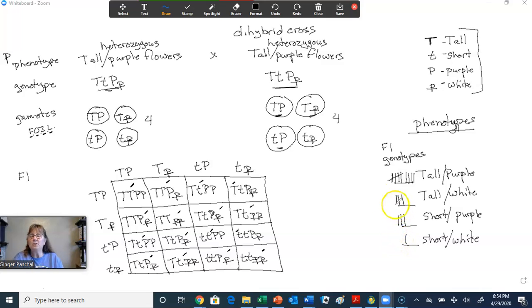Now, anytime we take two individuals that are heterozygous for two traits and cross them, we will always get a 9 to 3 to 3 to 1 ratio. We always get 9 dominant, dominant, so we've got 2 dominant characteristics. 3 dominant, recessive, so dominant trait, recessive trait. Recessive, oops.